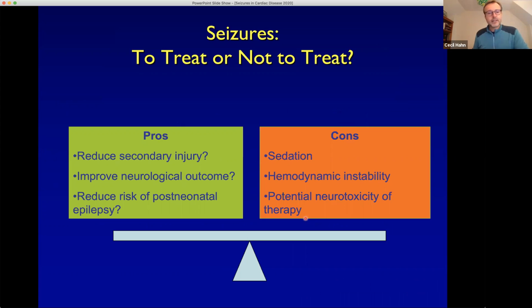So on the one hand, if there is a risk for secondary brain injury, maybe we can reduce it with commonly available and safe medications. Maybe we can improve neurological outcome and reduce the chances that these children go on to develop epilepsy, which can occur with untreated seizures. On the other hand, treatments that we have for seizures are usually sedating. If you have to escalate therapy, you might cause hemodynamic instability. And there's some concerns about neurotoxicity of certain medications, but in my opinion, under the doses we're using, that's probably not a big concern.